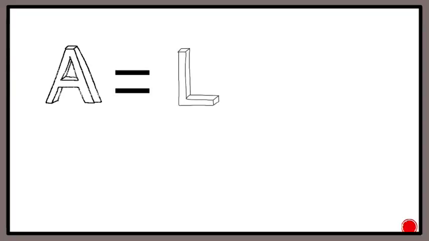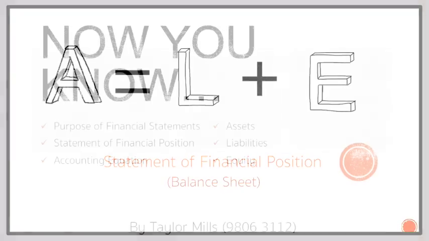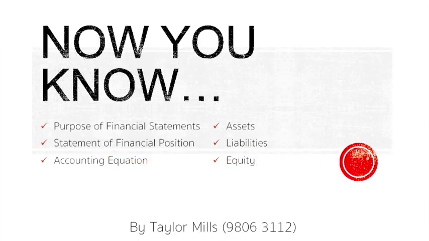So in summary, today we've learnt the accounting equation. Assets equals liability plus equity. This equation is used when reporting the financial position of a company on the statement of financial position, also known as the balance sheet. And there you have it. Now you know the purpose of financial statements, the statement of financial position, the accounting equation, followed by assets, liabilities, and equity.